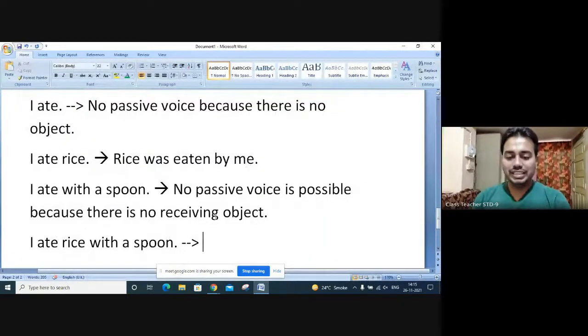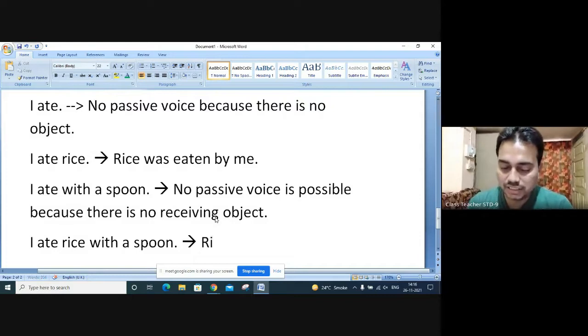Right. So in this sentence, I ate rice with a spoon, there is a receiving object. What is the receiving object here? The receiving object is rice. What did you eat? You ate rice. Did you eat a spoon? No. So spoon cannot be the subject of the passive voice sentence. It has to be rice.